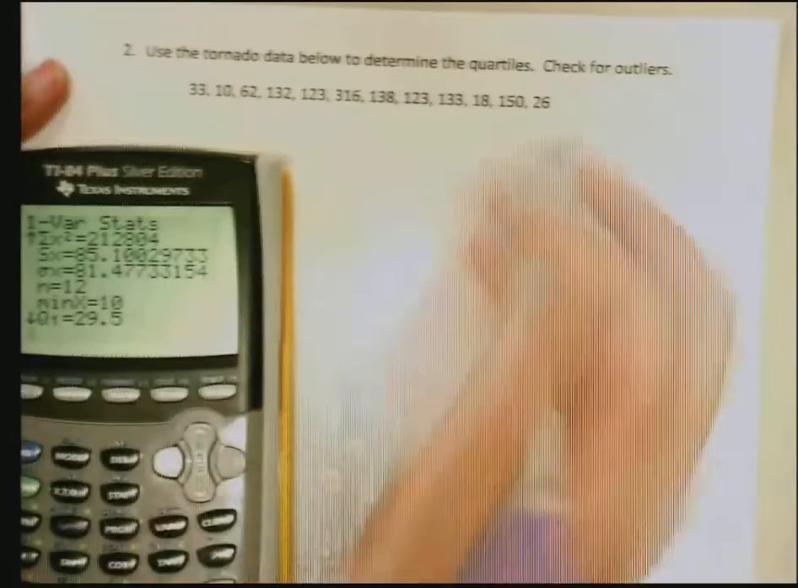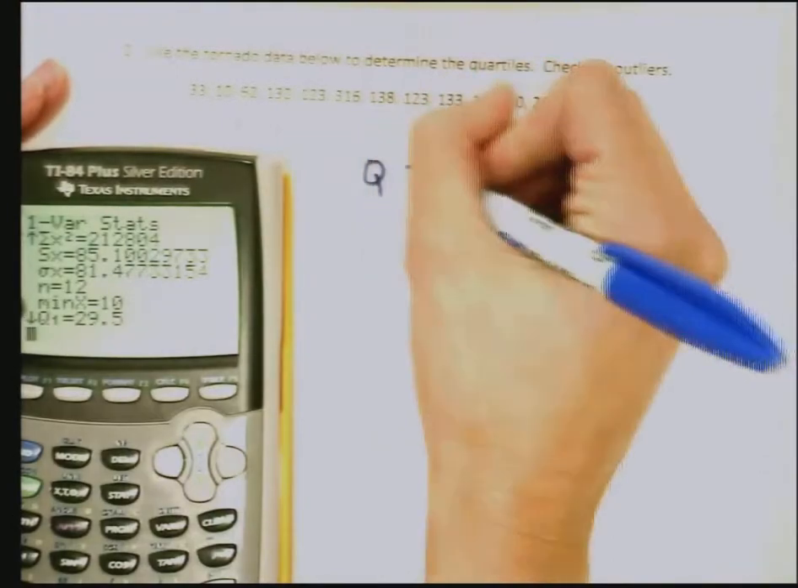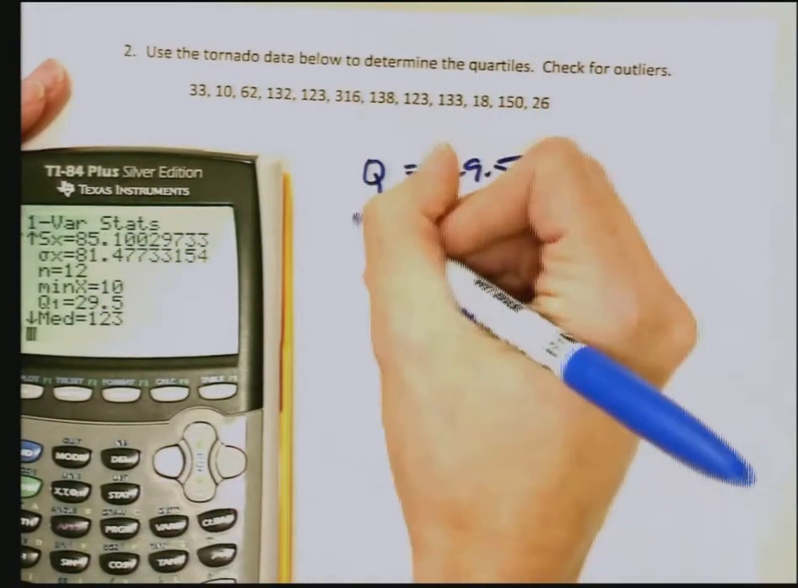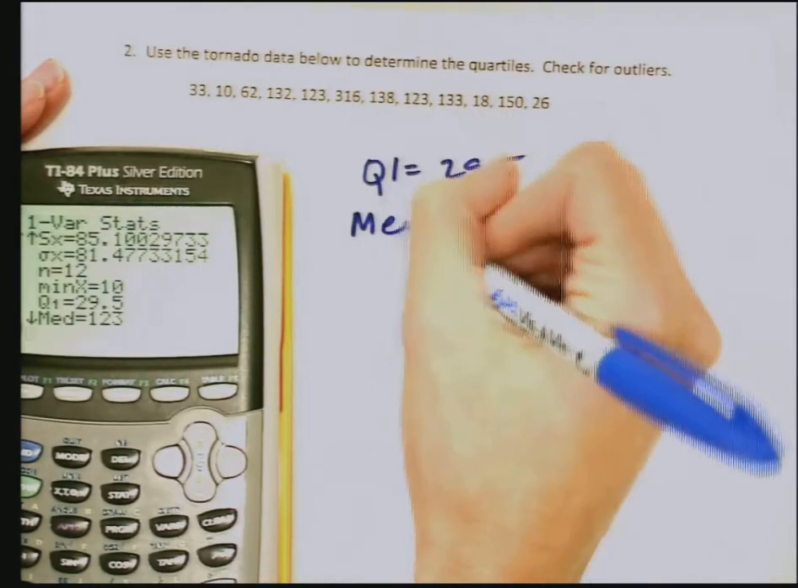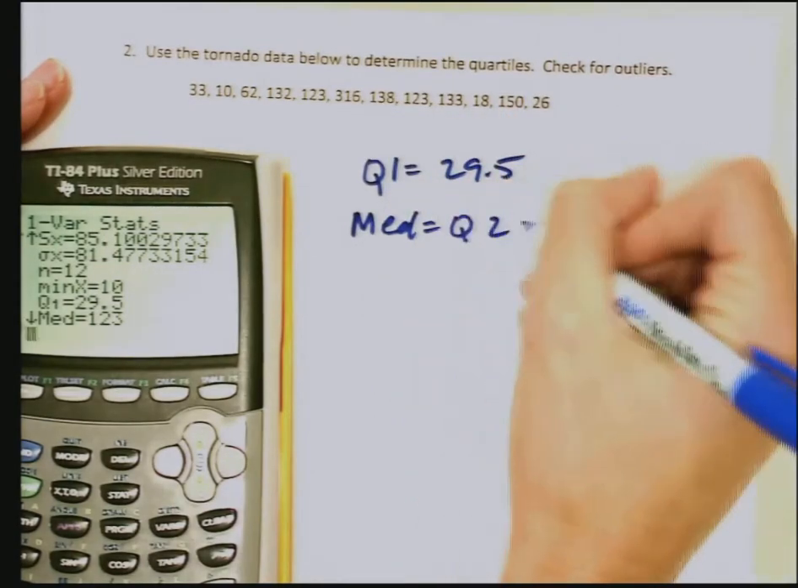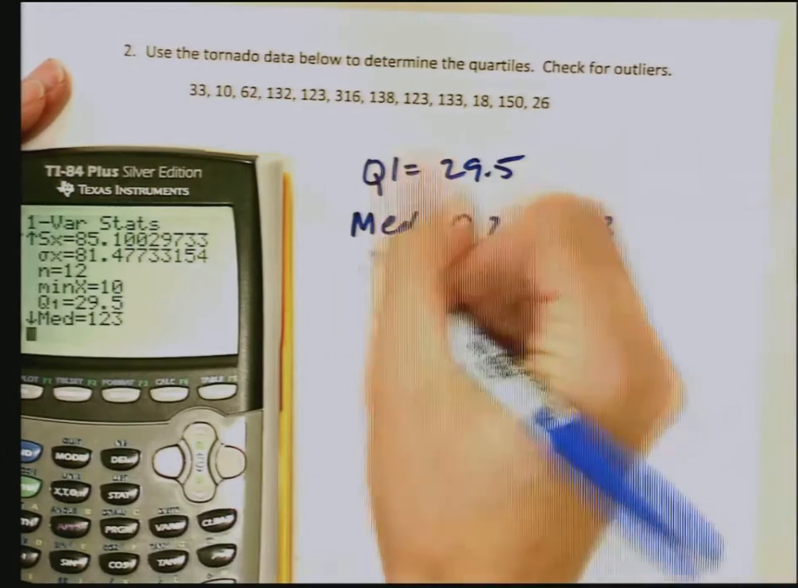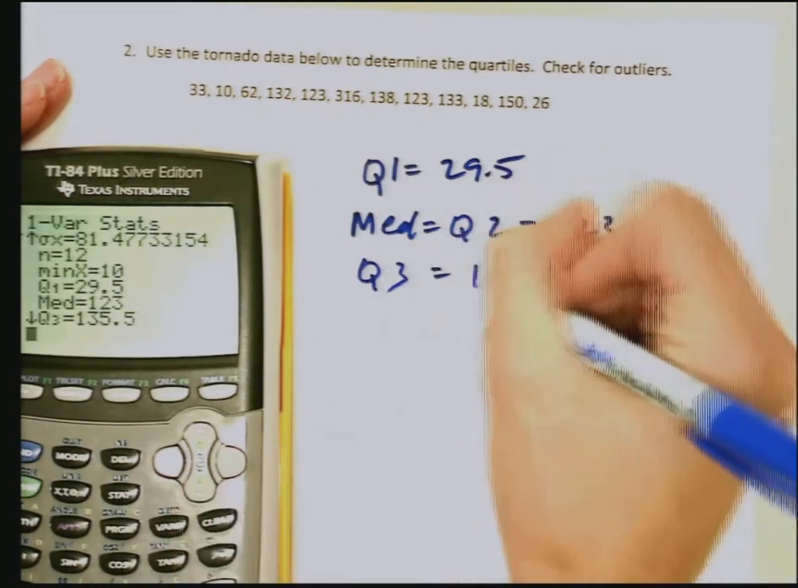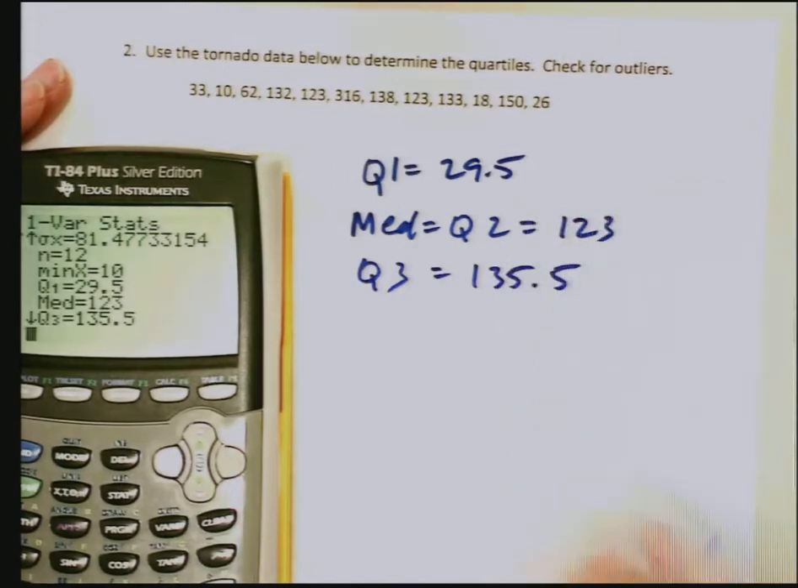So the quartiles are, quartile 1 is 29.5. The median is a quartile. That's quartile 1. The median is quartile 2, which is 123. Quartile 3 is 135.5.